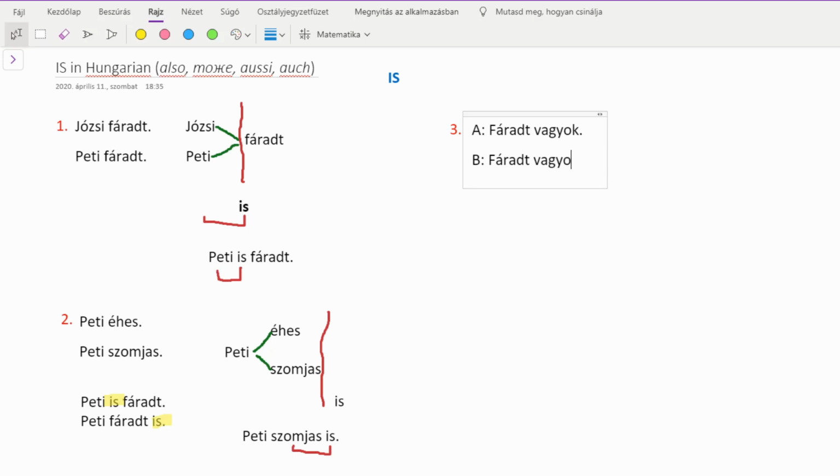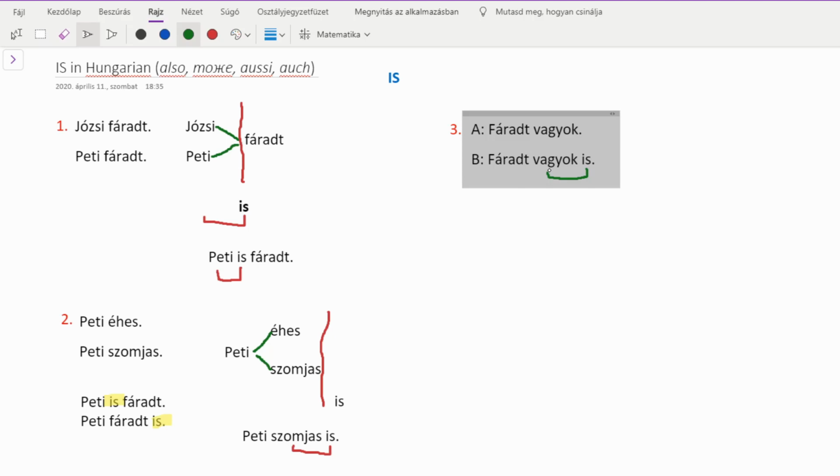fáradt vagyok is, well, in this case, this wouldn't be a good solution, because as we have already discussed, the ish word is always after another word which would represent one of several options. And vagyok is not a good word here, not a proper word for expressing this idea. This is not the right word to represent one of several options.